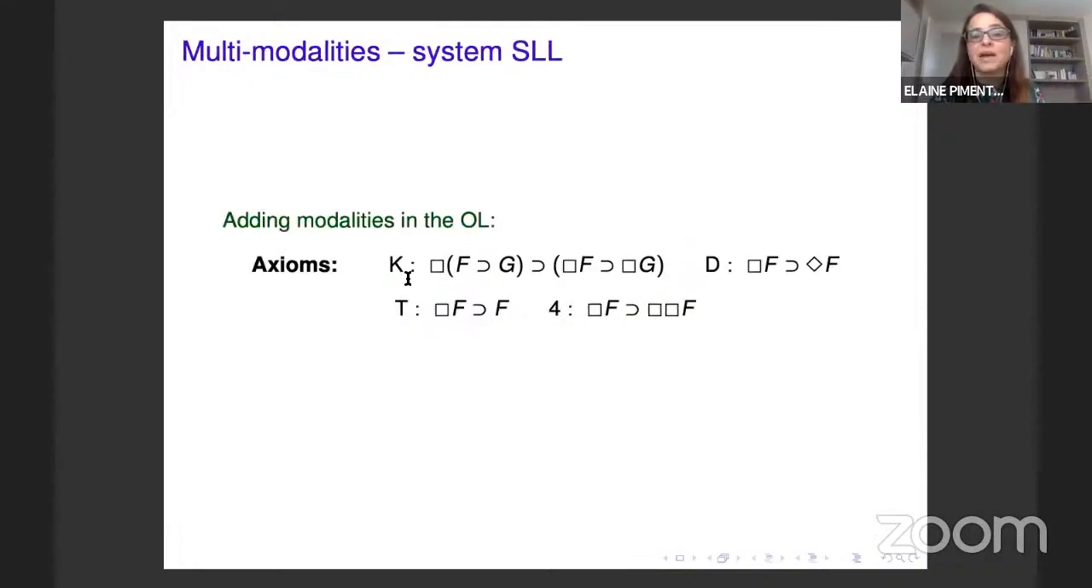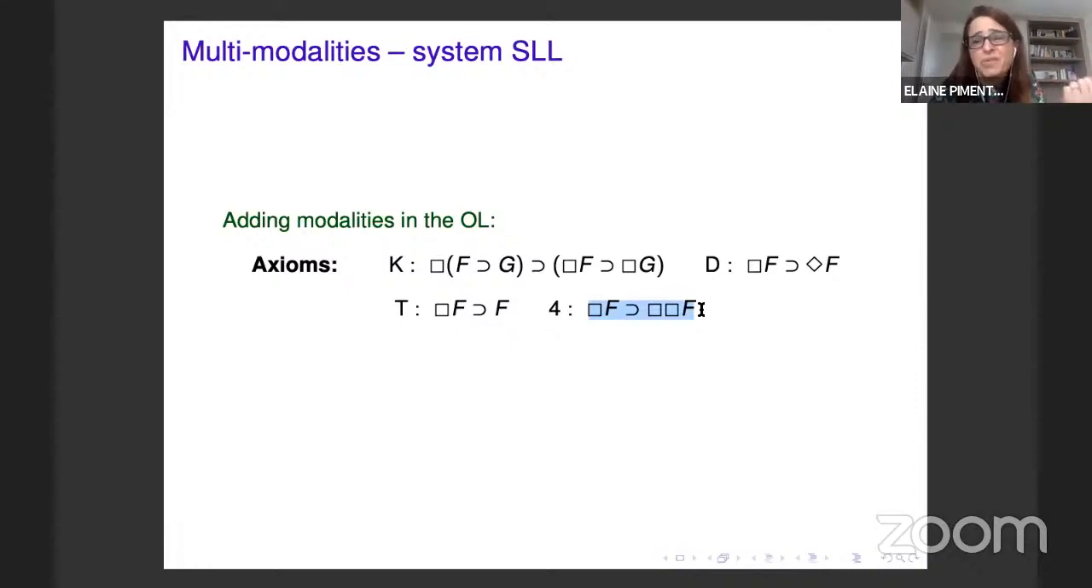As I said, multimodalities, you can do that in classical modal logic. You can do that in linear logic. So K is just distributivity of box with respect to implication. D, as I said, is box implies diamond. T is reflexivity, so it's box implies the formula. Four is transitivity, so the box is persistent, right?